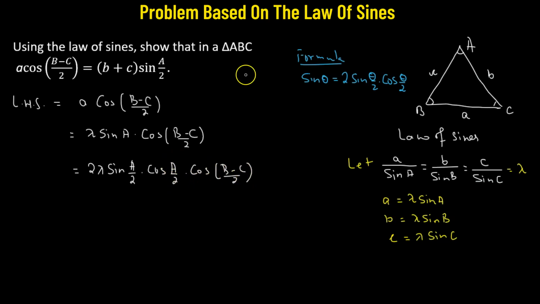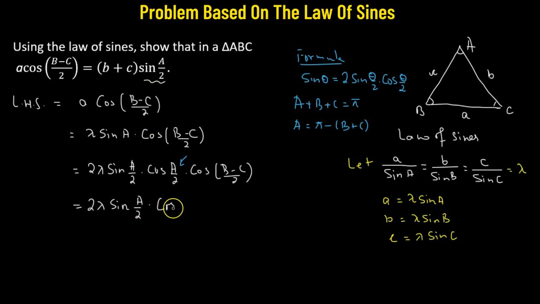Now we know that the sum of the interior angles of a triangle is pi radians. A plus B plus C equals pi radians, which means that A can also be expressed as pi minus (B plus C). So let's replace this value in place of the A here. So we are going to get 2 times lambda multiplied by sine A over 2. We're not going to touch the sine A over 2 because we need sine A over 2. So we will only replace this A value in the cosine with (pi minus (B plus C)) whole divided by 2, multiplied by cosine of (B minus C) over 2.